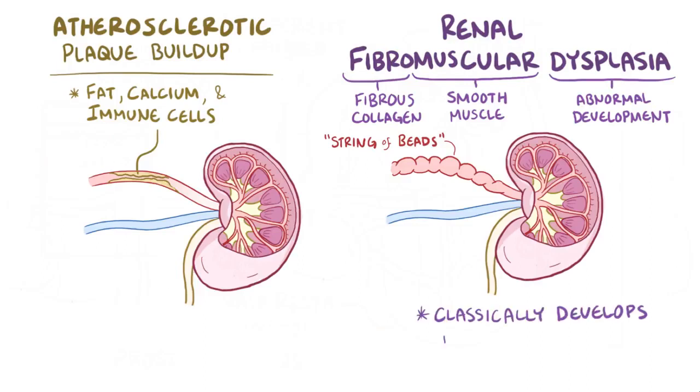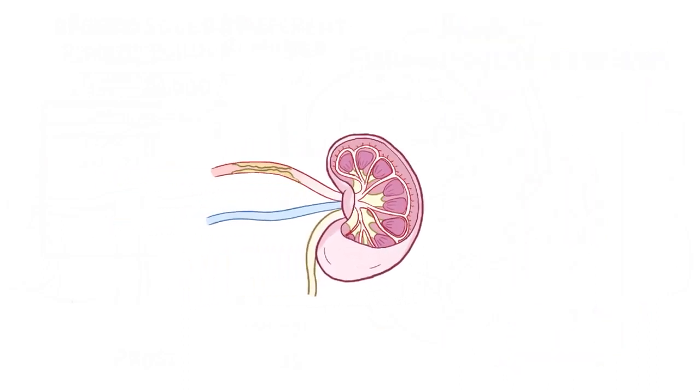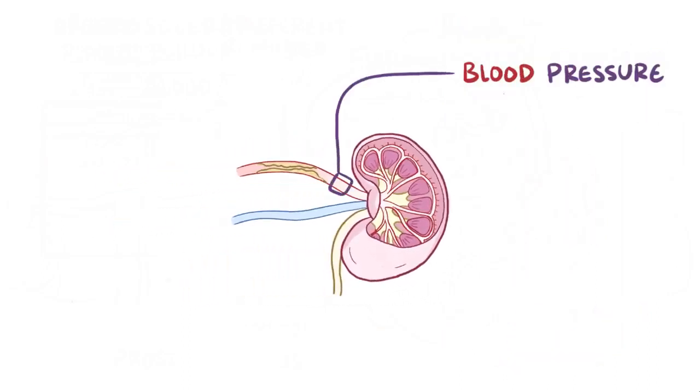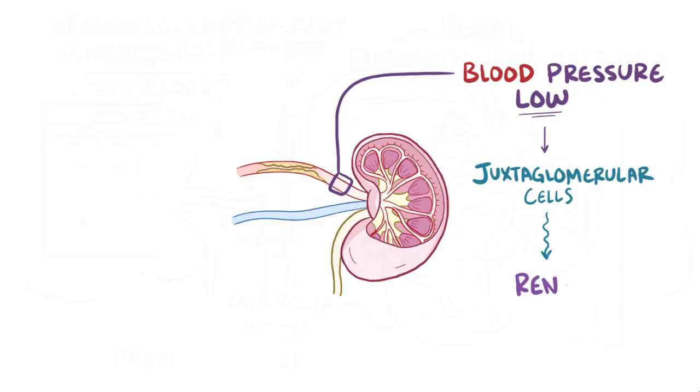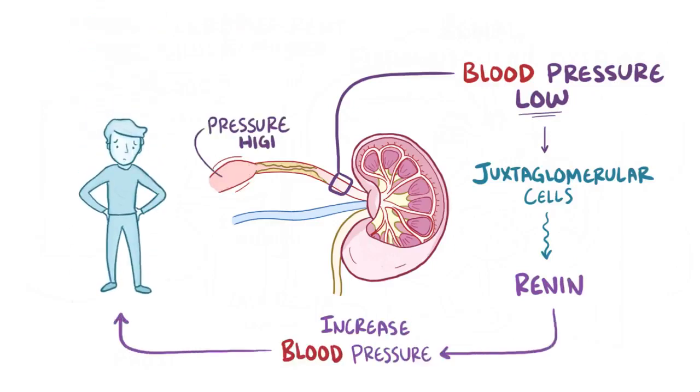Fibromuscular dysplasia classically develops in young women, but the exact underlying cause is still unclear. In both atherosclerosis and renal fibromuscular dysplasia, the renal artery narrows, and that causes the blood pressure to stay low in the kidney, as well as all the kidney's nephrons. As a result, the juxtaglomerular cells release renin, which might raise the blood pressure in the body and vessels before the stenosis, but the pressure in the kidney and the afferent arterioles stays low, so they just keep releasing renin.